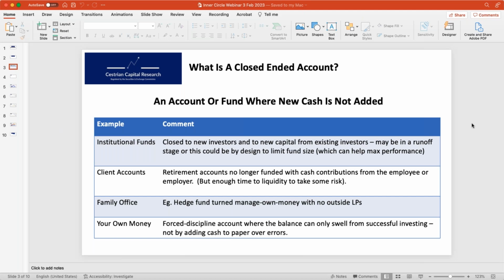So open-ended means you can keep adding money into the pot, basically. Closed-ended means that once the fund or the account is formed, you can't or don't want to add new money to the pot. And there's many reasons why that might be. I'll just walk you through some examples here.